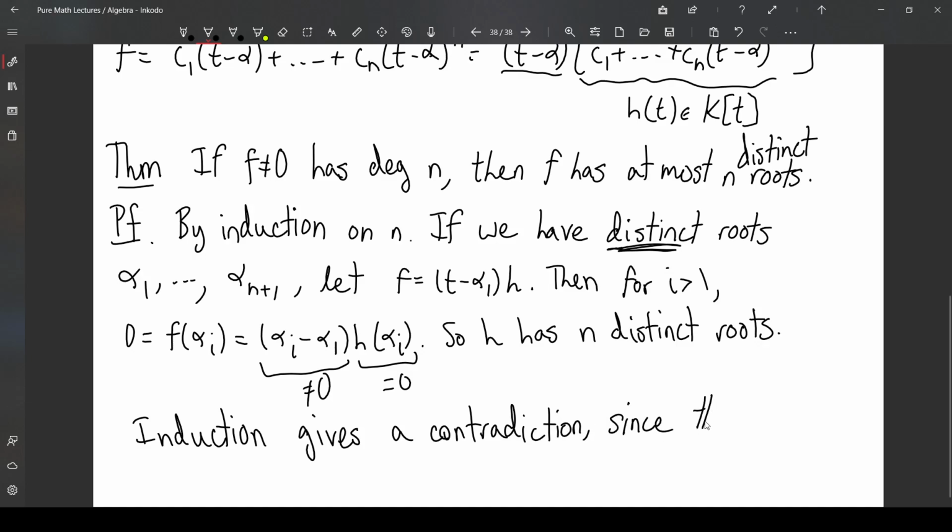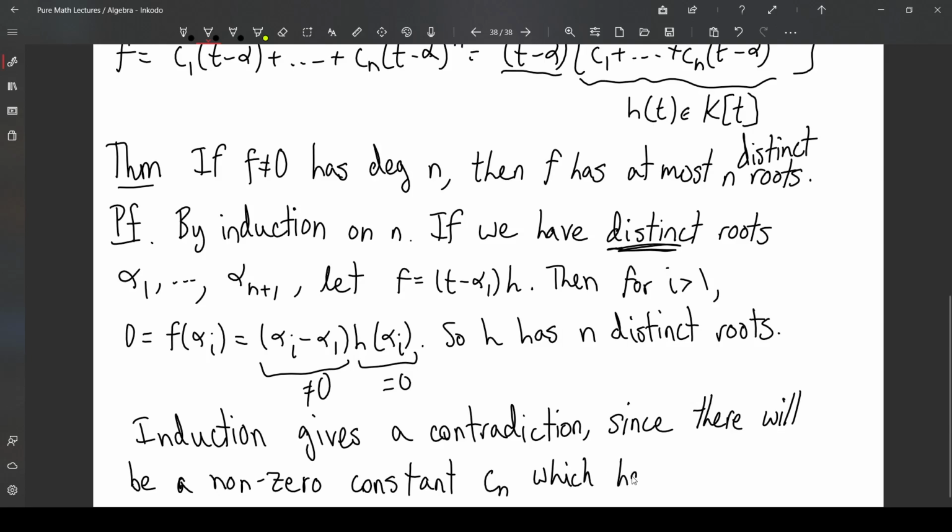Because there will be a non-zero constant C sub n which has a root. Okay, so that shows that a degree n polynomial can't have more than n distinct roots.